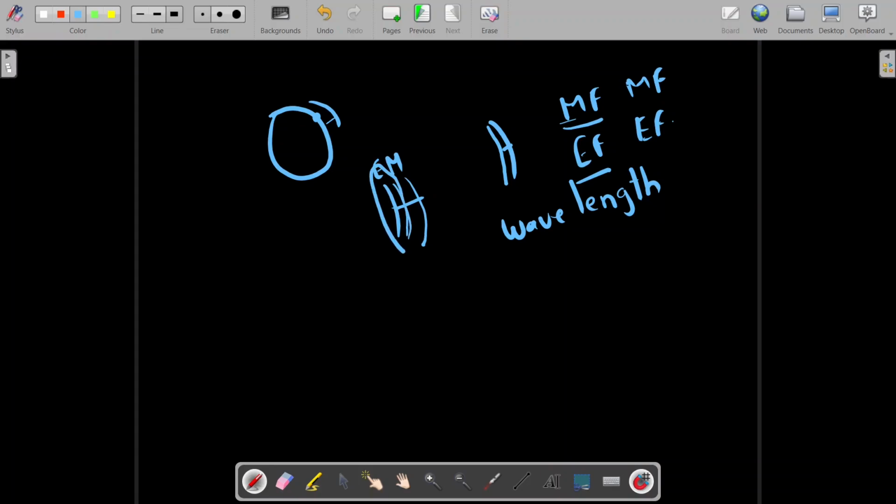One cycle is not interrupted by this, okay? So the electromagnetic wave, whatever is there, doesn't get interrupted by that, but one cycle, then after another cycle is there, right? So here there will be a gap. This gap is called wavelength.